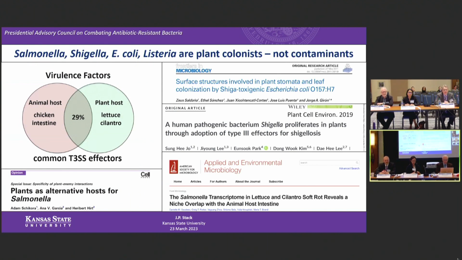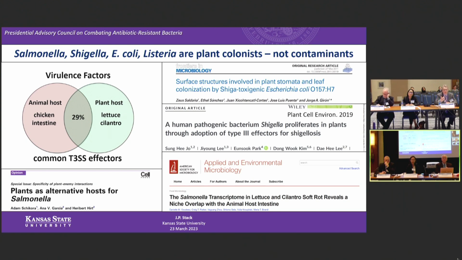So this is just a collection of manuscripts to indicate that what I'm going to tell you is not just a one-off, that this is very well documented now in reputable journals, including Cell, Frontiers in Microbiology, and Applied and Environmental Microbiology, and others. That our concept that these foodborne pathogens are surface contaminants of plants is incorrect. These are full-blown colonists of plants.